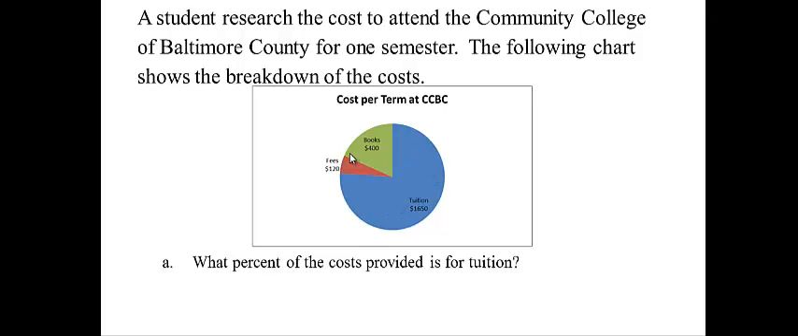First of all, we need to find what the total amount of everything is. What is the total cost for this term at CCBC? Which means we'll add $1,650 for tuition to $120 for fees to $400 for books. And in a question like this, that's what we always want to do, is find the total amount considered. And in this case, that's going to be $2,170.